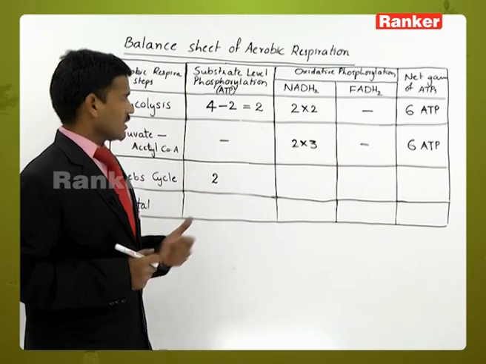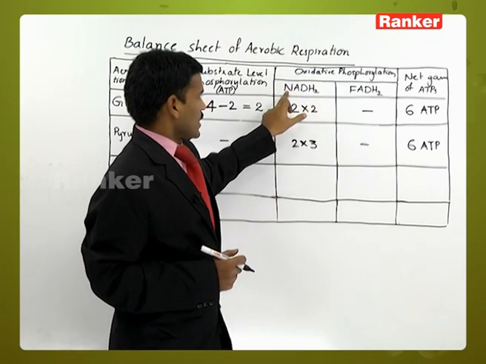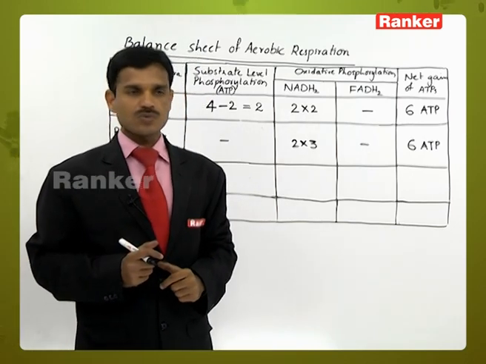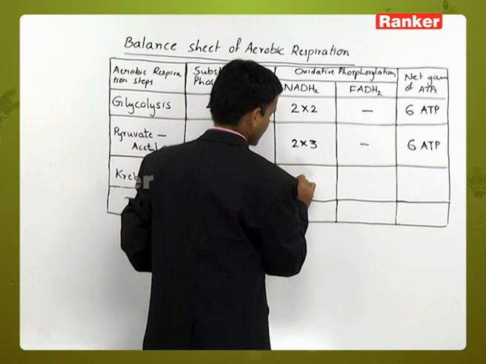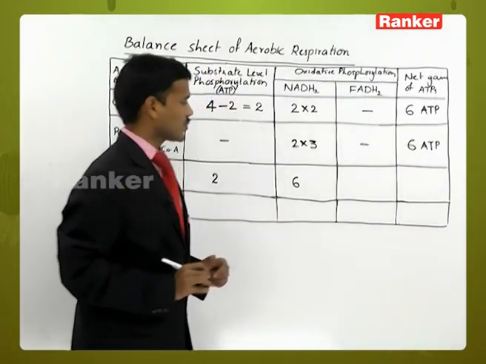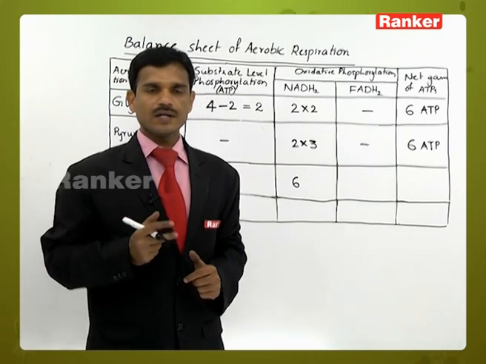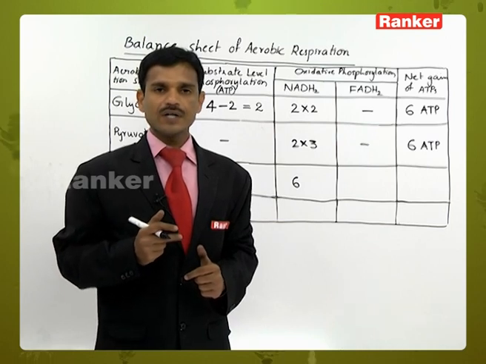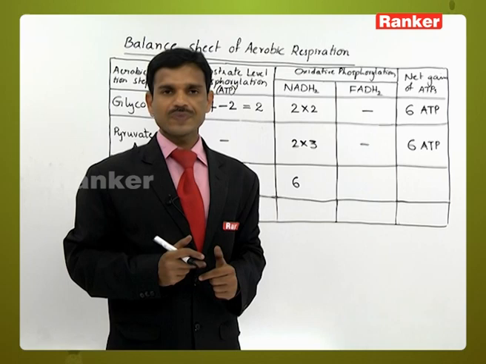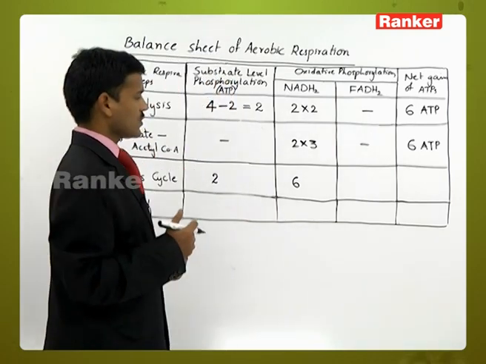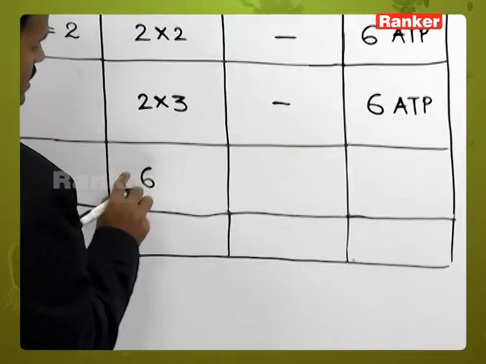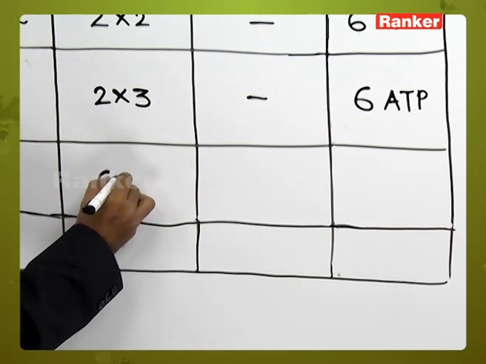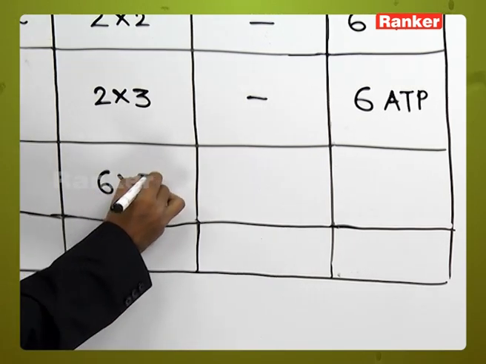And in the Krebs cycle, by oxidative phosphorylation, NADH2s and FADH2s are produced. Here 6 NADH2s are produced at 3 points. The 3 points are isocitric acid to oxalosuccinic acid, alpha ketoglutaric acid to succinyl coenzyme A, and malic acid to oxaloacetic acid. So at 3 points, at every point 2 NADH2s, 6 NADH2s. Each NADH2 is equal to 3 ATPs.